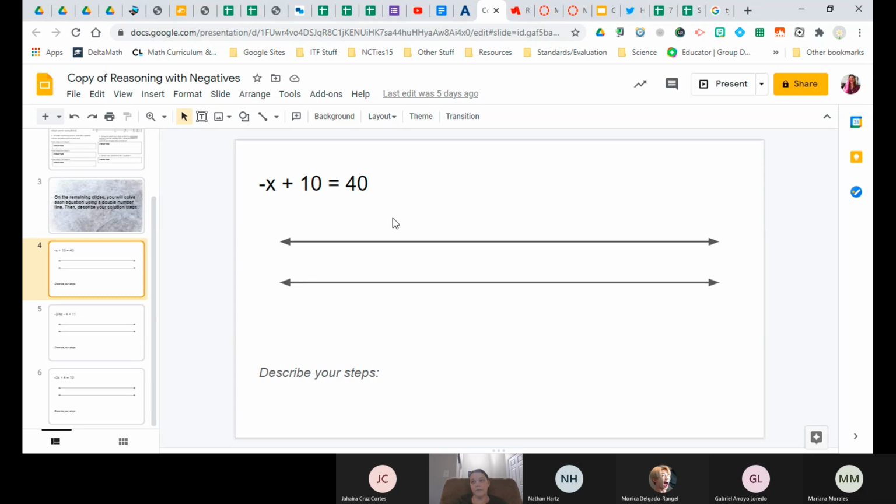So negative x plus 10 equals 40. Well, I had this negative x and I added 10 to it to get 40. So to go backwards, I need to do the opposite of adding 10 and then the opposite of multiplying by negative 1 to find my answer. Show me on the number line, model it, and then describe the steps that you took to find the answer, okay? Just like we did together. 3 of them, you're done.